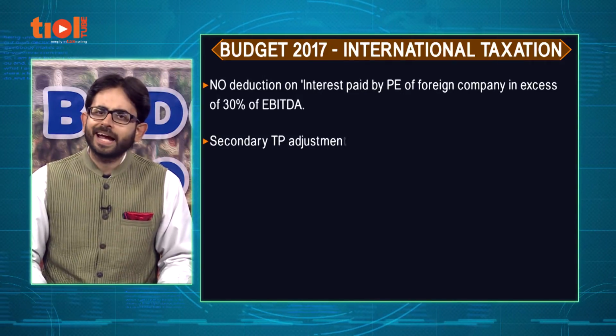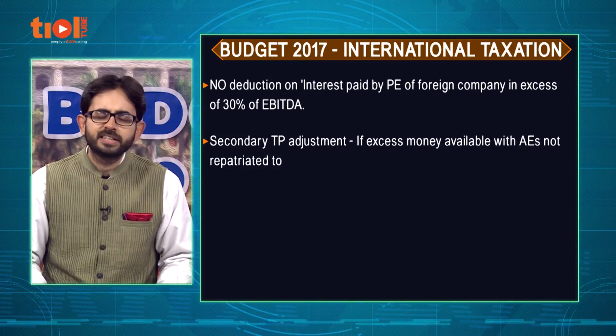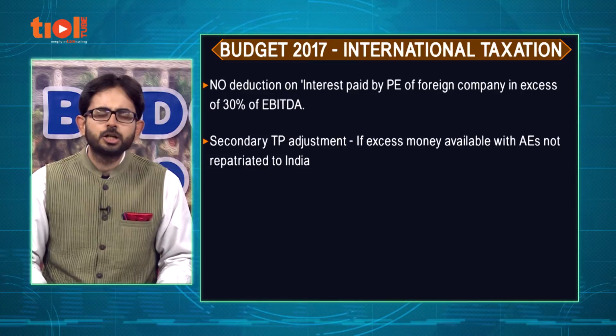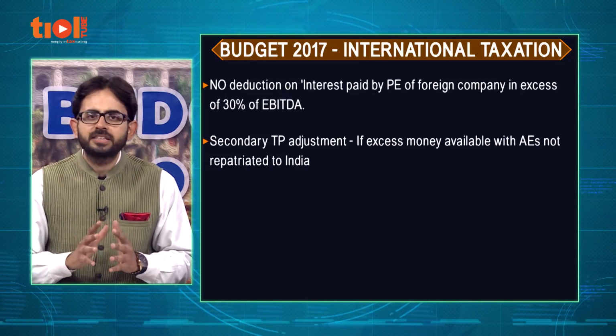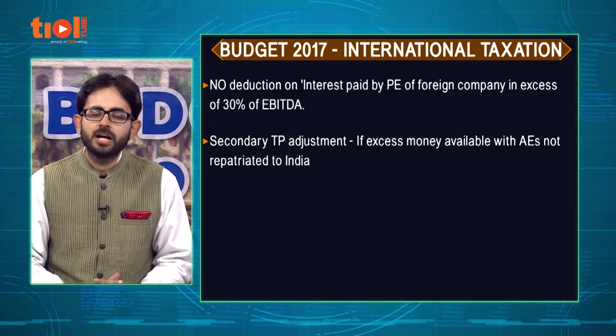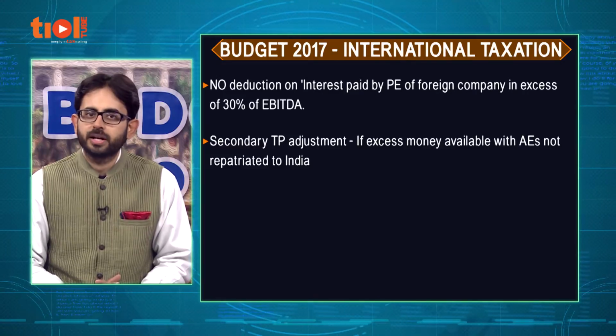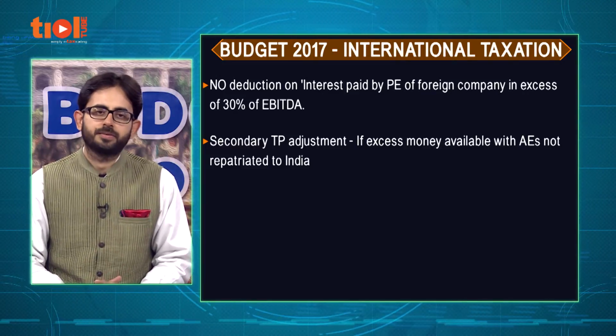Further, to snatch excessive money available with the AEs, the tax department has introduced Section 92CE so as to provide with secondary adjustment for income attributable to profits earned by PE of a non-resident company which are not repatriated to India within the prescribed time limit.